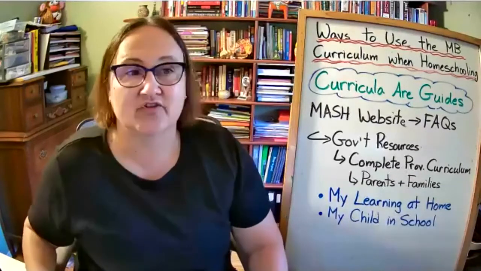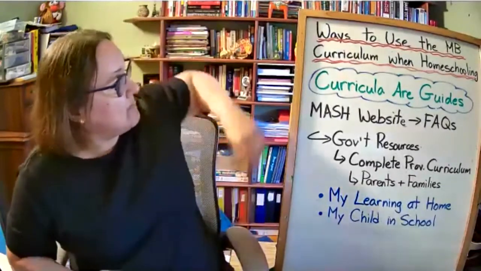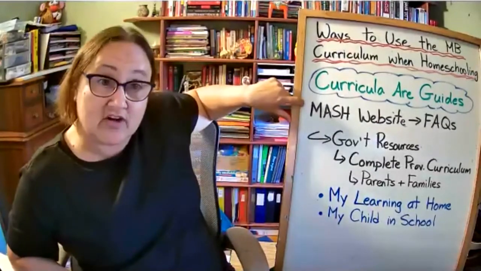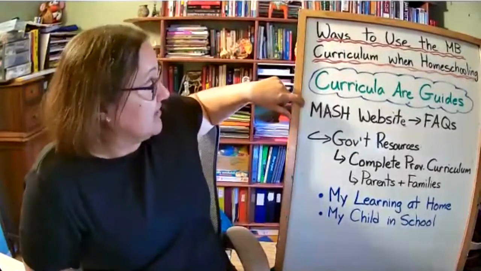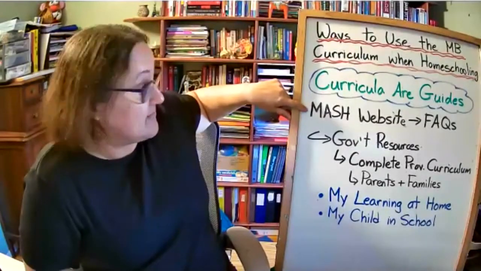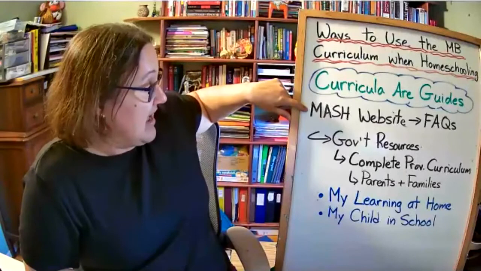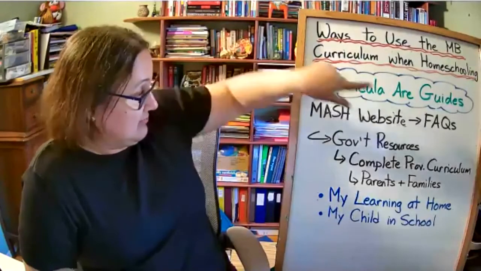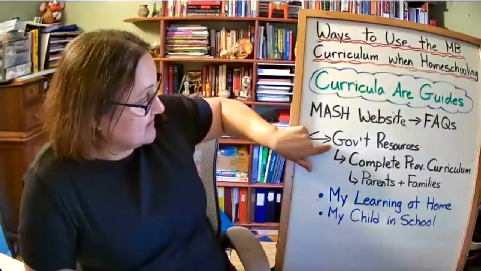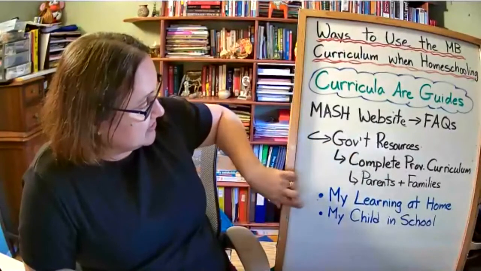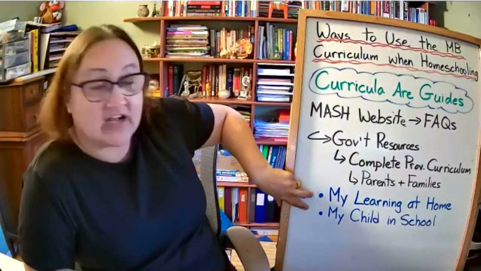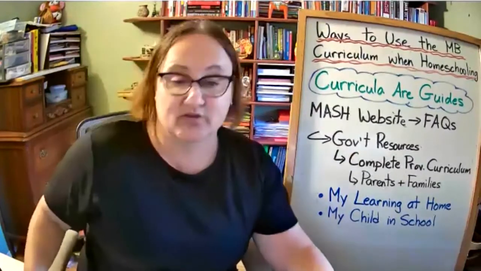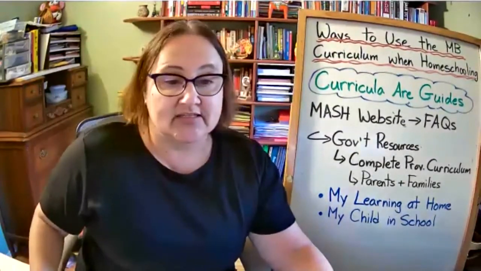All right, great. So what we're going to do now is we're going to look at some of the documents, and I'm going to share how you might choose to use them. And we're going to start at the MASH website. And from there, I'm going to go through all these steps to take you down to 2 documents, which are my learning at home and my child in school. Those are the first 2 places we're going to start. So I'm going to screen share.